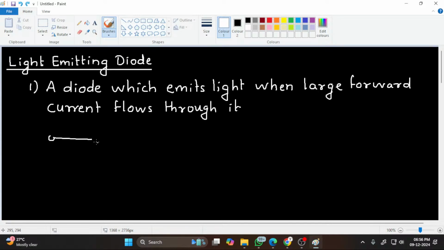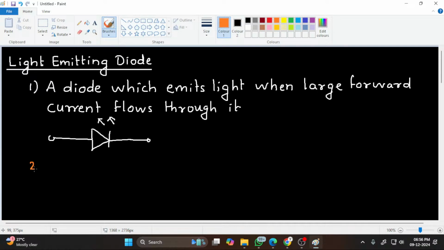How do we show the symbol? Again, exactly opposite to that of the photodiode. Draw the symbol of a diode like this, triangular, and just show the light coming out of that diode. So this is the symbol of light emitting diode. Construction of LED is different than that of the normal diode. N region is heavily doped than the P region, and the PN junction is encased in a domed shape, transparent case, so that light is emitted uniformly in all directions and internal reflections are minimized.